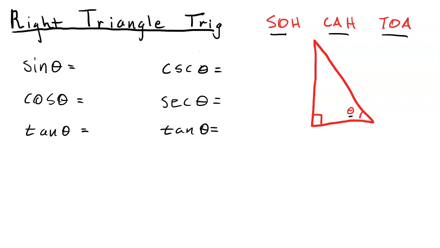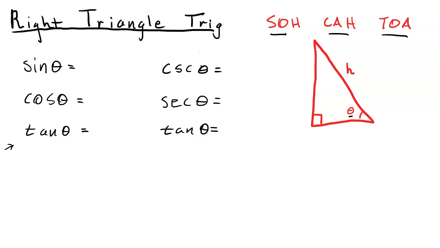Hello, class. Today we're going to be talking about right triangle trigonometry. So here I have written down a right triangle, and on the left I have all of the trigonometric functions that we're going to be talking about today. So the key point in any discussion about right triangle trigonometry is that you have three lengths of the triangle.